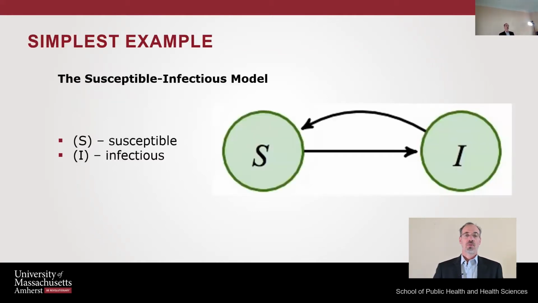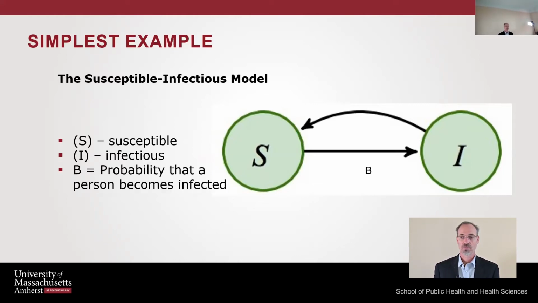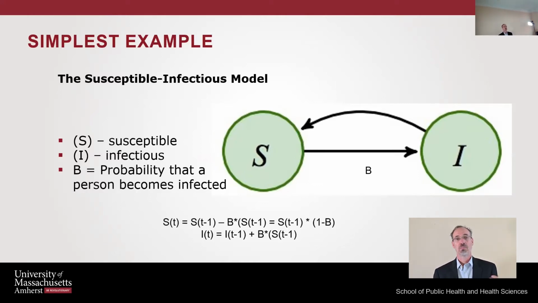The simplest compartmental model is this, the susceptible-infectious model. We have two compartments in this. One is susceptible, people who have not become exposed to the pathogen yet, and one is infected, people who have. People move from the susceptible state to the infected state upon being exposed to the pathogen. B, or beta, is the probability that a person moves from the susceptible state to the infected state. So basically, at any time step, this is the fraction of people who become infected.